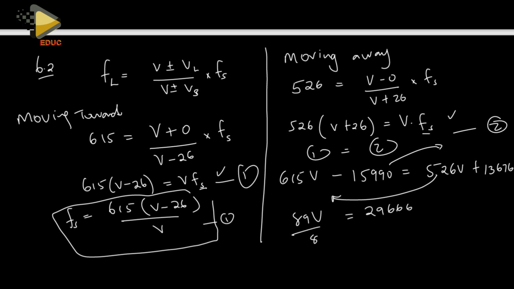Then I'll divide both sides by 89. Okay, so divide this by 89. I'm getting 333.325, also meters per second. That's what I get.